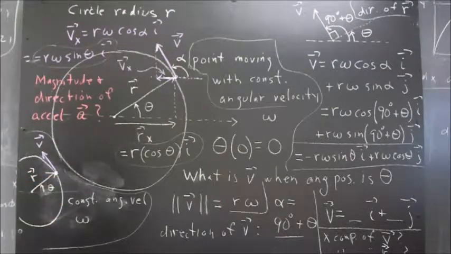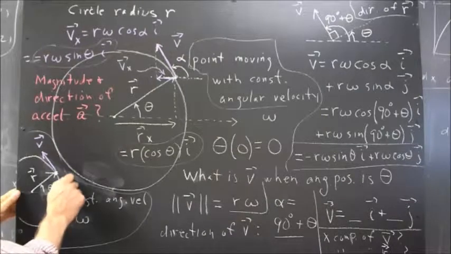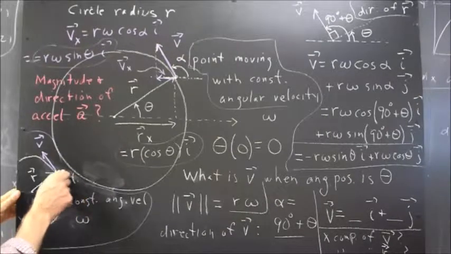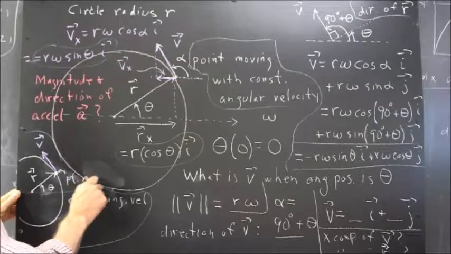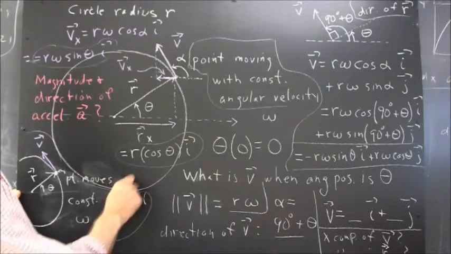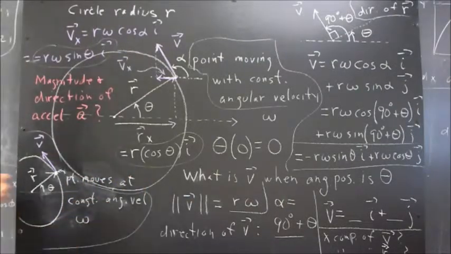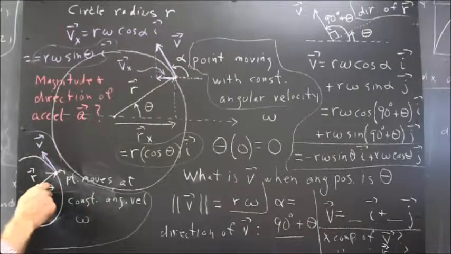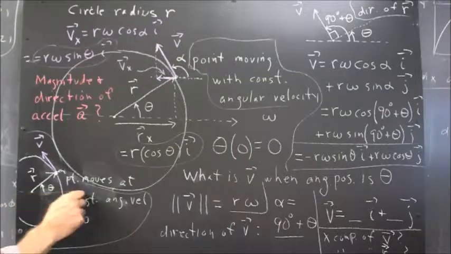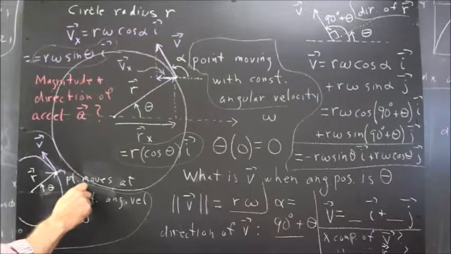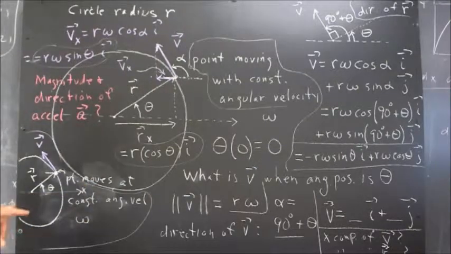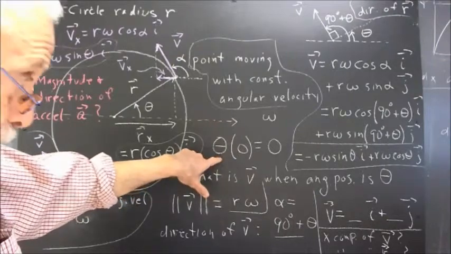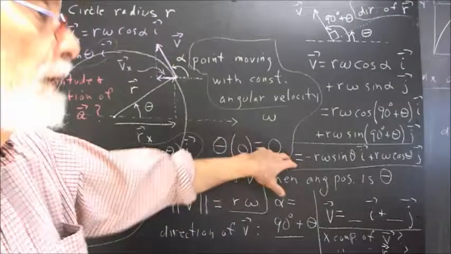to a point. So here's a point, and it moves at constant angular velocity omega around the circle. Theta is the angle from the positive x-axis. So we ask the question, first of all, let's assume now that theta of 0 equals 0.